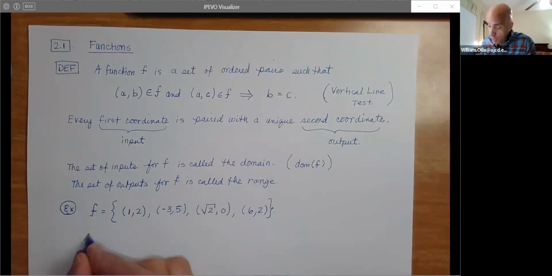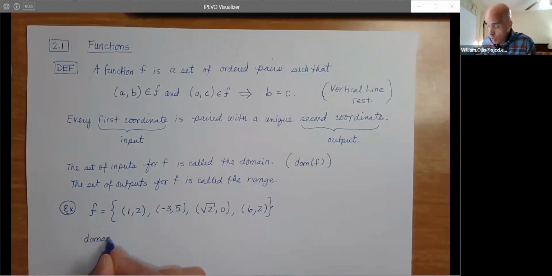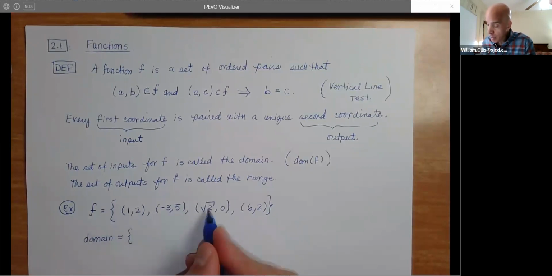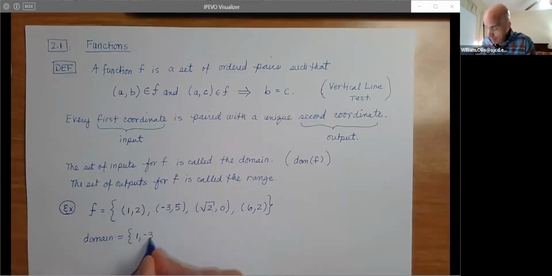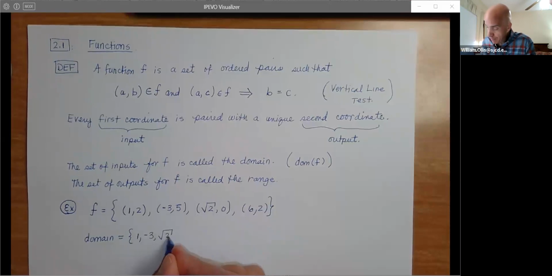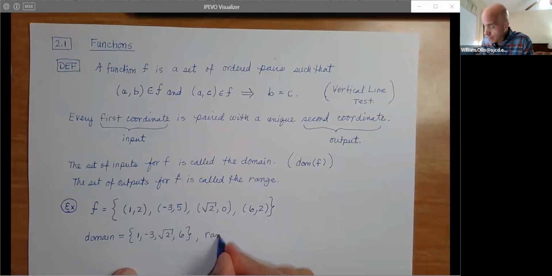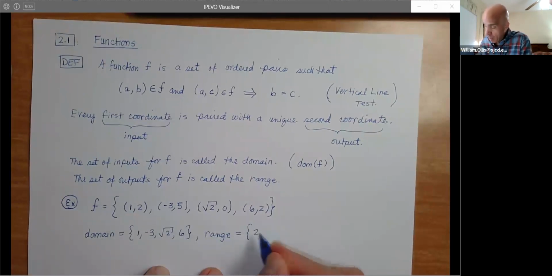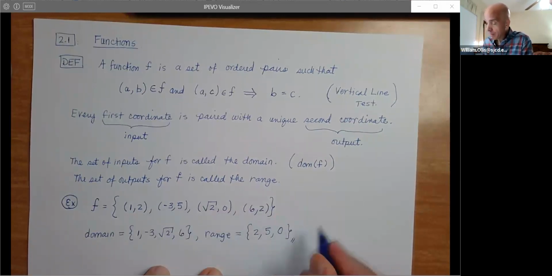But now we can say domain. We'll just go ahead and write it out. The domain, again, is a set, which is all first coordinates: 1, -3, square root of 2, and 6. And the range will just be the set of outputs. We'll have a 2, we have a 5, we have a 0, and of course we already have 2 listed, so we don't have to write that again.